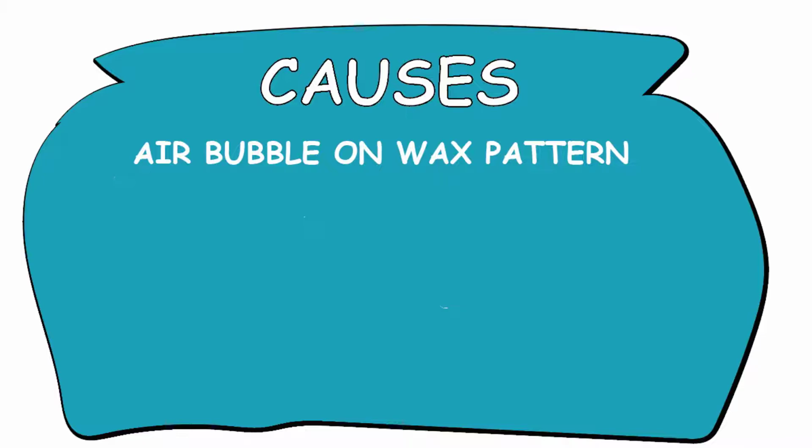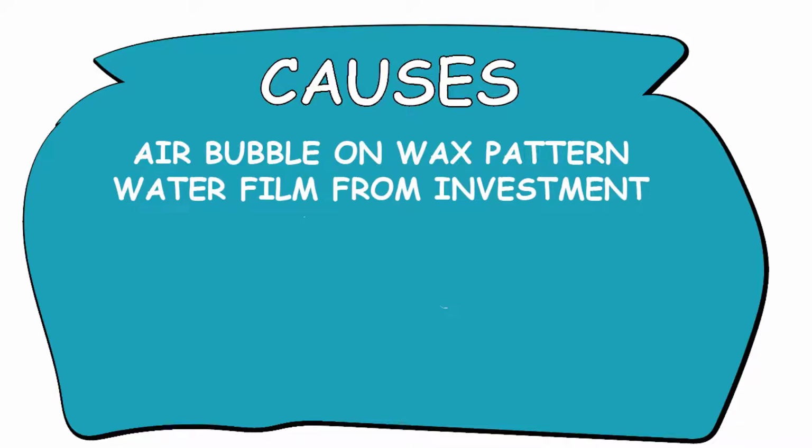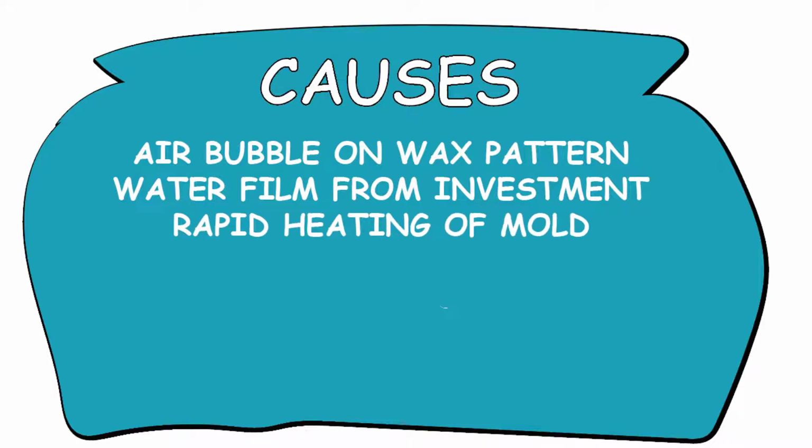The next cause is water film from the investment, which results because of the excess water present in the investment material. To treat it, a proper water powder ratio should be followed. The next cause is the rapid heating of mold. Rapid heating of mold might result in the disintegration of the mold wall, which can result in a rough casting.